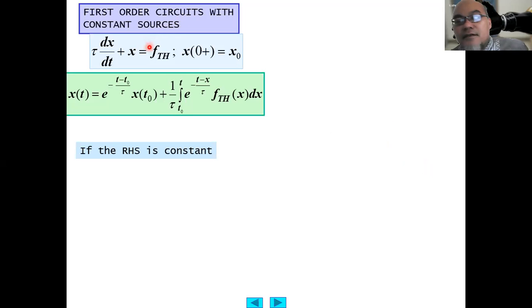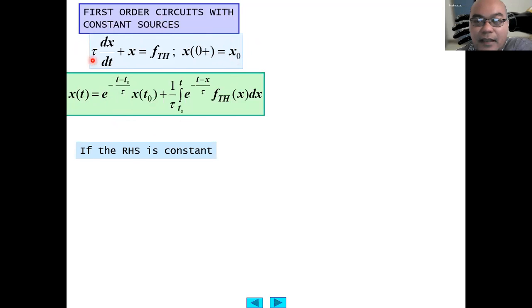So the basic differential equation form of such a circuit will be this. We have to re-express it in this format: tau dx/dt plus x equals f(t). f(t) will be the forcing function, which will be dependent on this constant source. Then the initial condition has to be given as well. So if later in a quiz or exam I didn't give that, you have to ask for the initial condition, because otherwise we cannot derive the general solution for x(t).